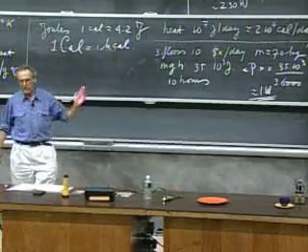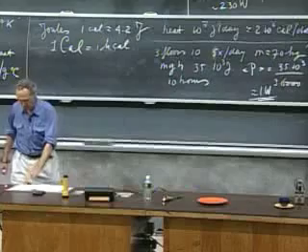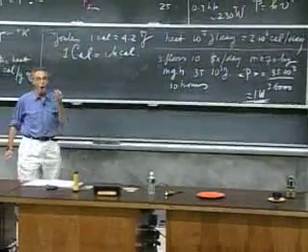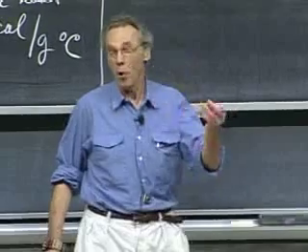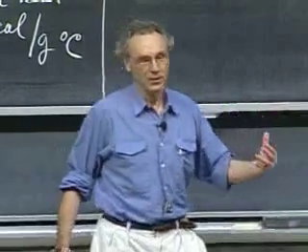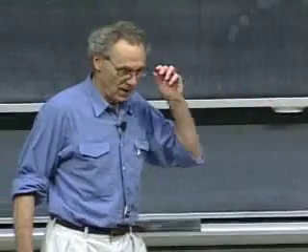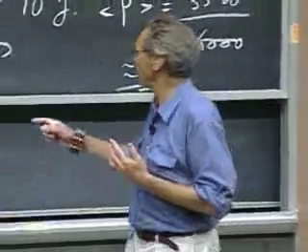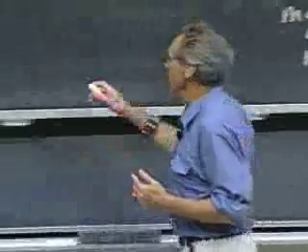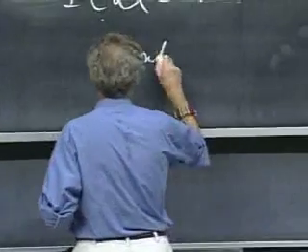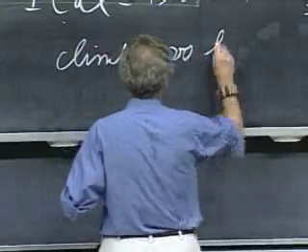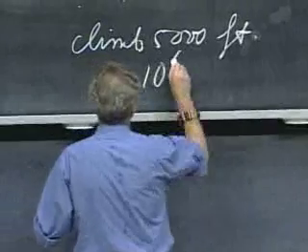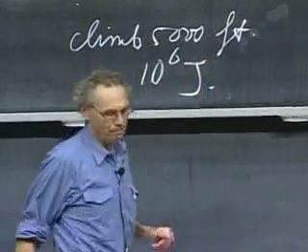And if you do that in 2 hours, the power that you have generated is substantial. You would have generated an average power of 160 watts, more than the body heat, during those 2 hours, of course. And so now the body says, I want to eat more. I want to be compensated for the work. If I climb 5,000 feet, I have to do extra work, which is 10 to the 6 joules, so you got to eat more.